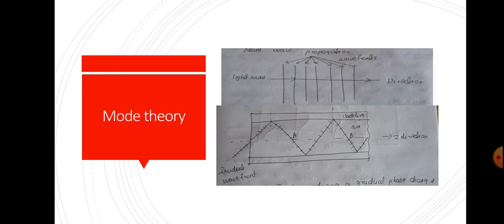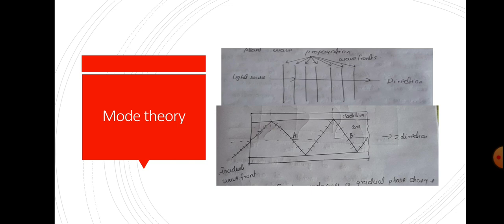And the next is the mode theory. Usually the mode theory along with the ray theory is used to describe the propagation of the light along an optical fiber. Mode theory is used to describe the properties of light that ray theory is unable to explain. The mode theory uses electromagnetic wave behavior to describe the propagation of the light along a fiber. That means mode theory uses electromagnetic behavior to describe the propagation of light along a fiber.